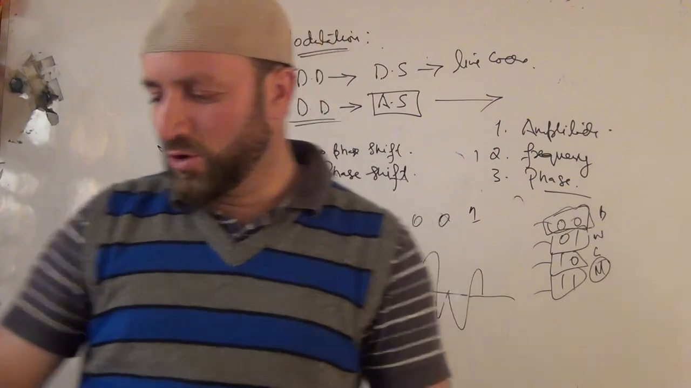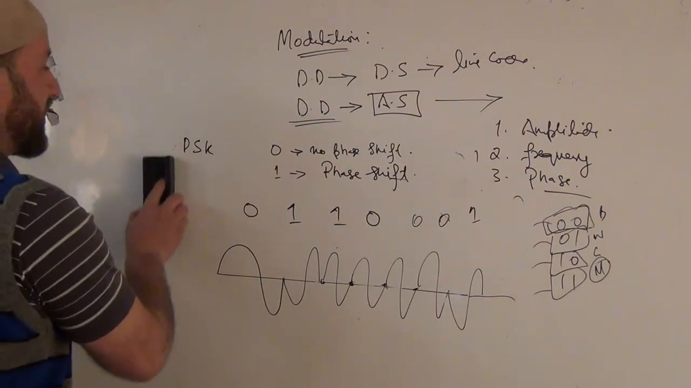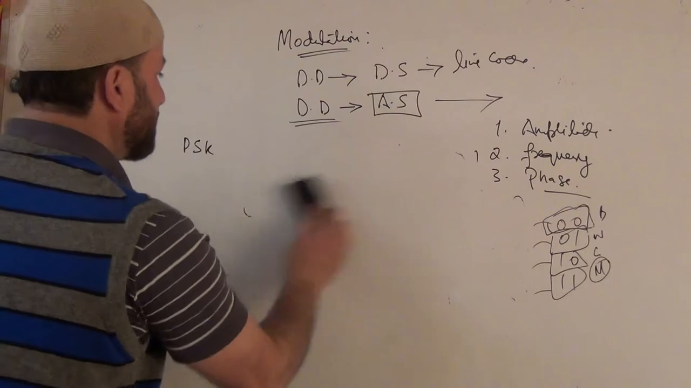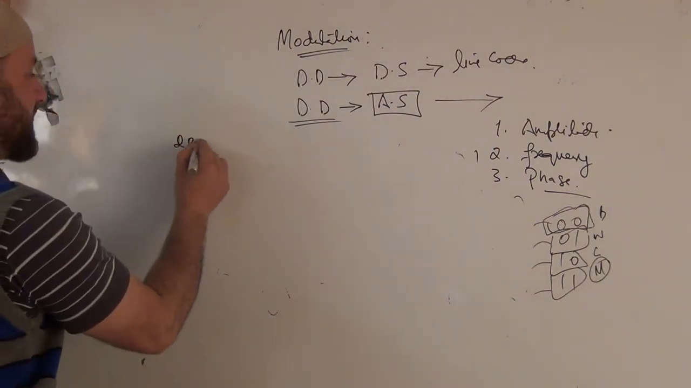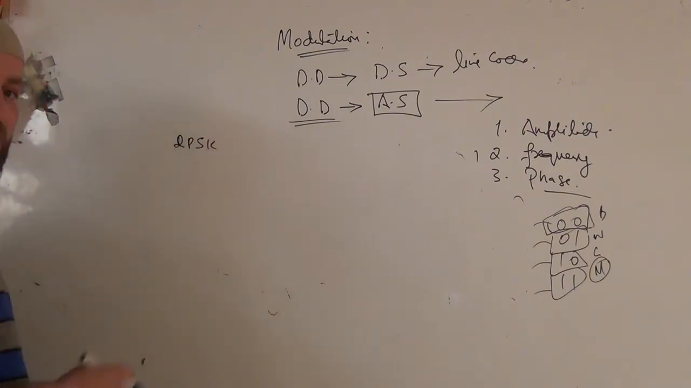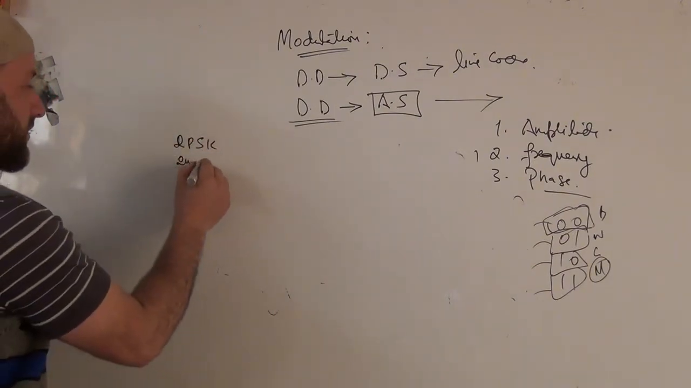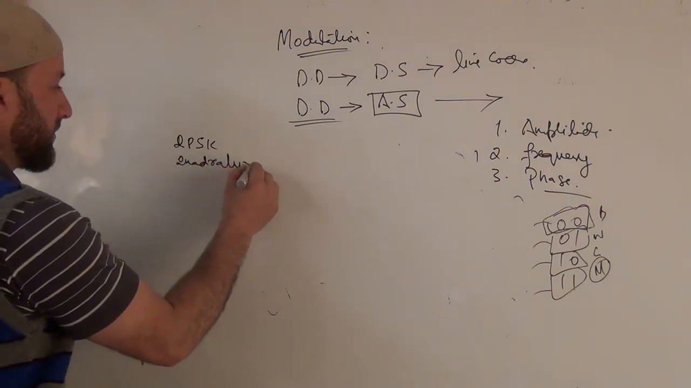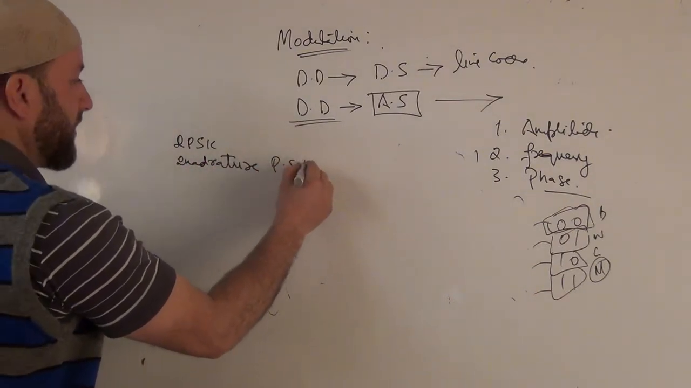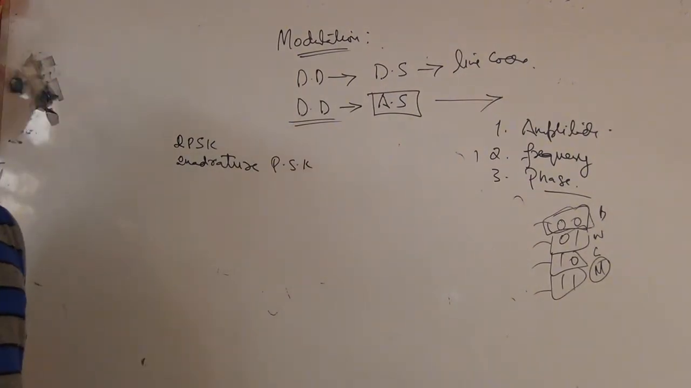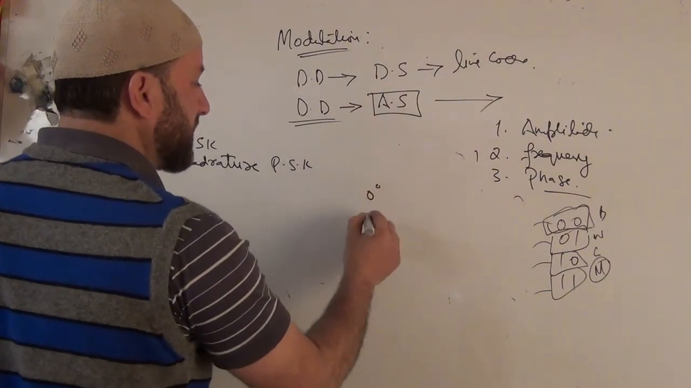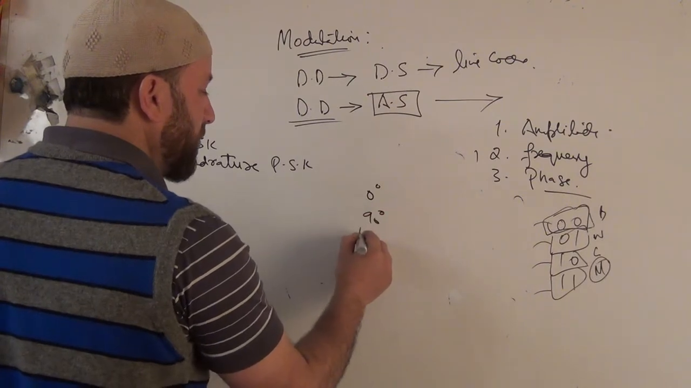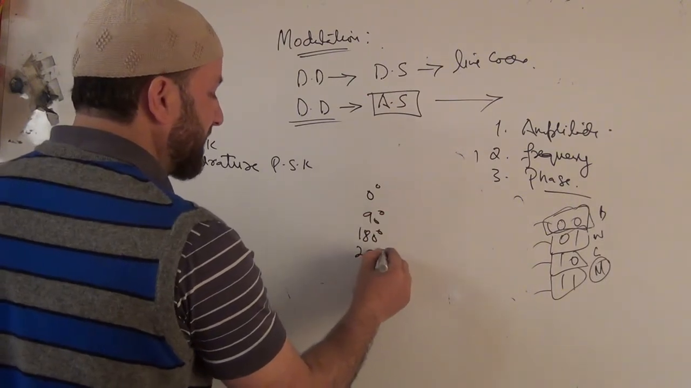For example, if we have quadrature PSK, now we have 4 phases. In quadrature PSK, you are using 4 phases, multiples of 90. That means you are using 0 degree phase, 90 degree phase, 180 degree phase, and 270 degree phase.